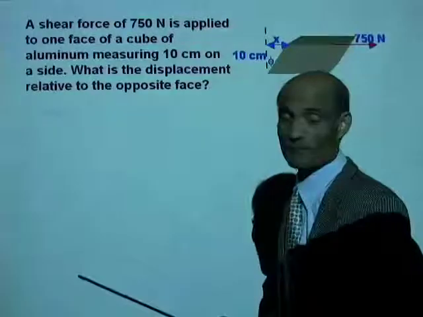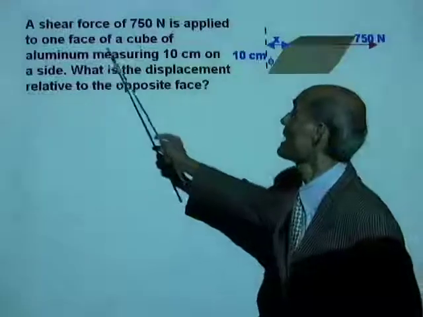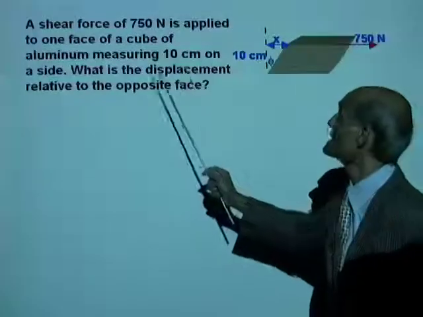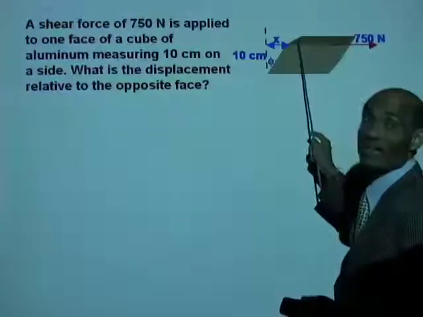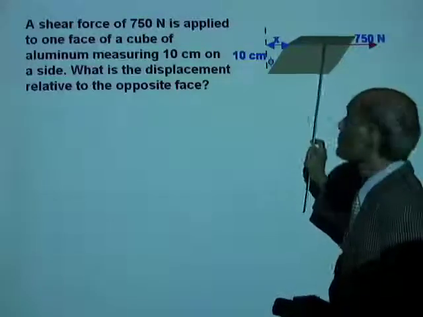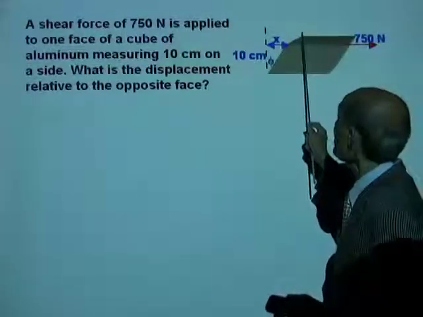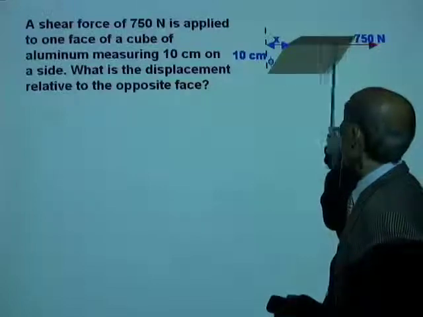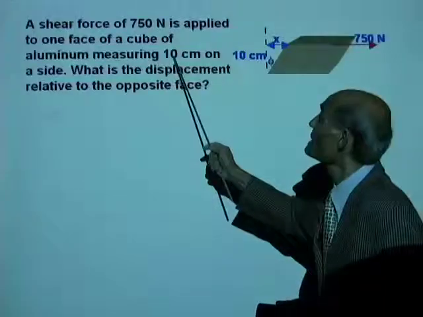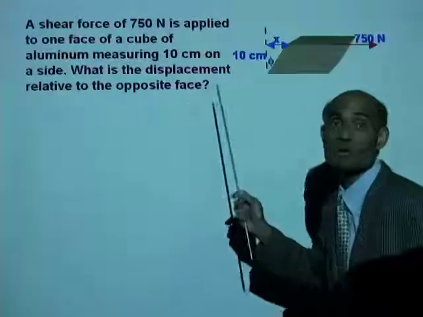Another one. A shear force of 750 Newton is applied to one face of aluminum measuring 10 centimeter on a side. This is an aluminum block, and on the upper surface we apply a force of 750 Newton. And what is the area on which that force is applied? The surface of the aluminum is 10 centimeter, it's a cube actually, 10 centimeter on a side.